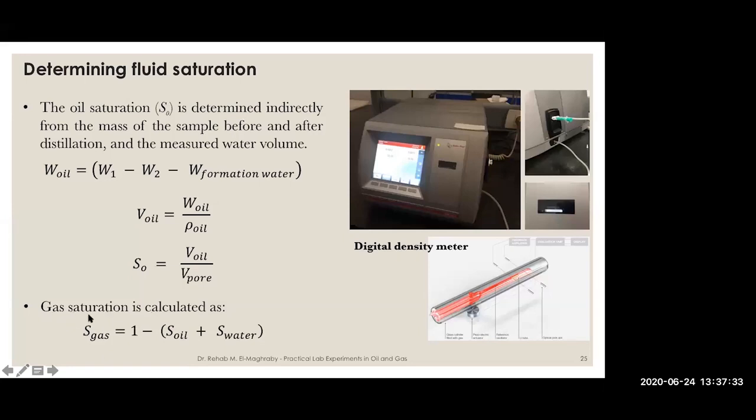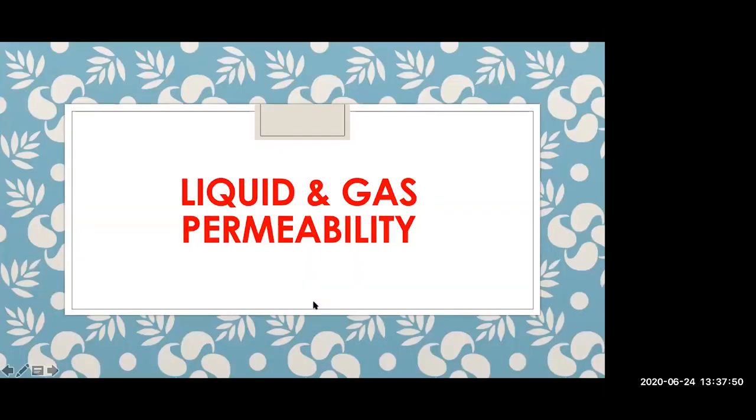For the gas saturation, if there was a gas, of course you cannot measure the gas this way, but we can say that you take away the oil saturation, take away the water saturation, and you get the gas saturation. So this is how we can measure the water and oil saturation in the lab.